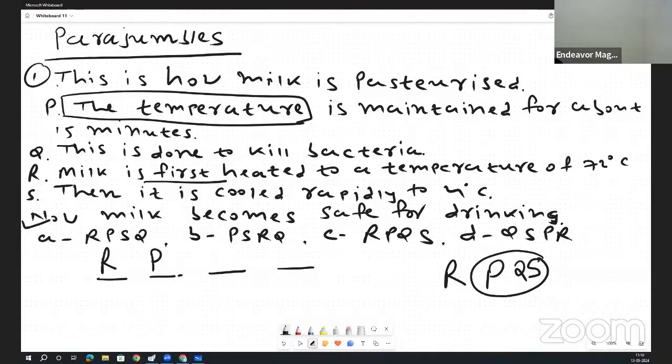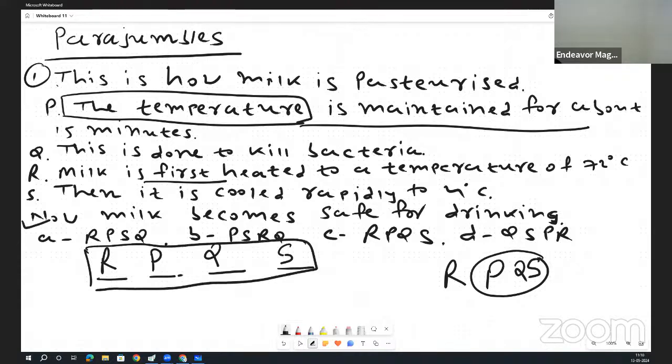Then why is this done, students? This is done to kill bacteria. This is done to get rid of bacteria which might be present in milk. Then, students, after doing this, it is cooled rapidly to 4 degrees Celsius and it becomes drinkable after being cooled. So the answer is RPQS. This is the right order. So the answer would be option C.